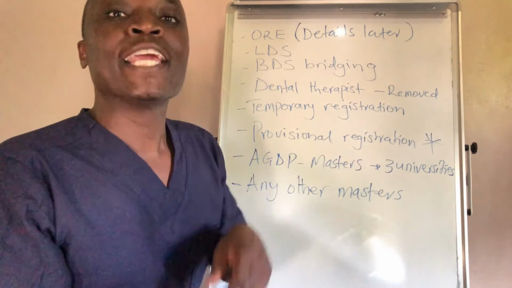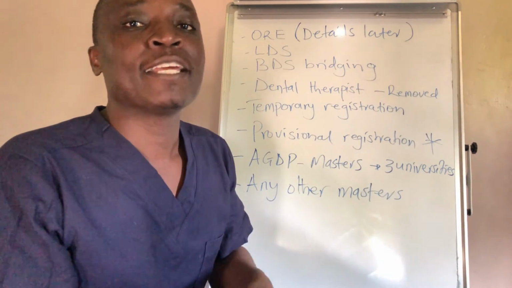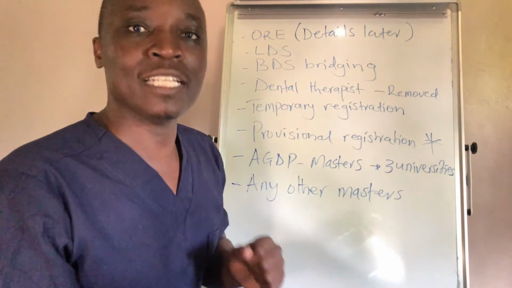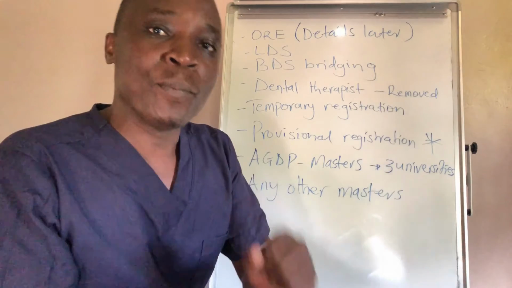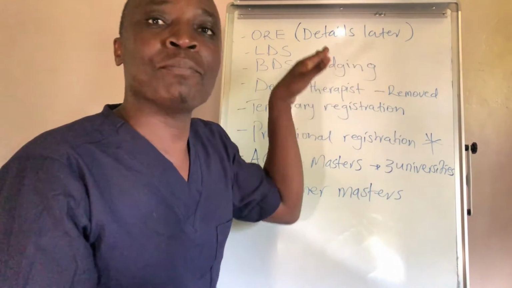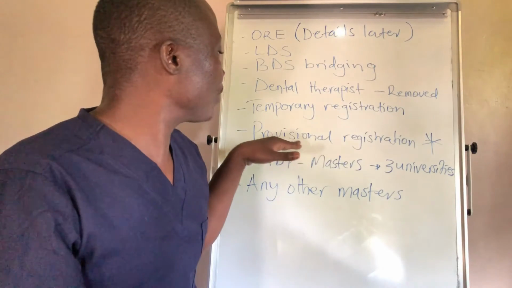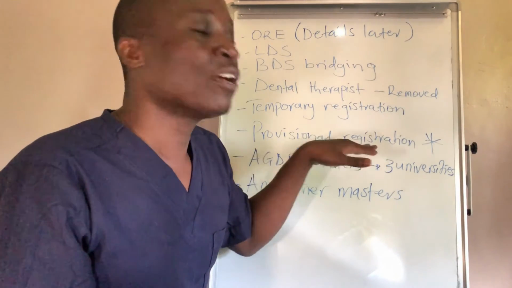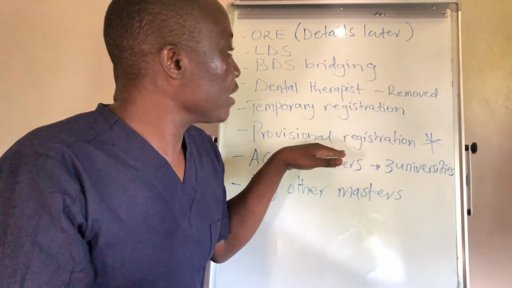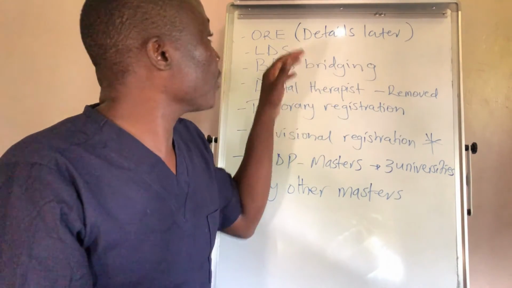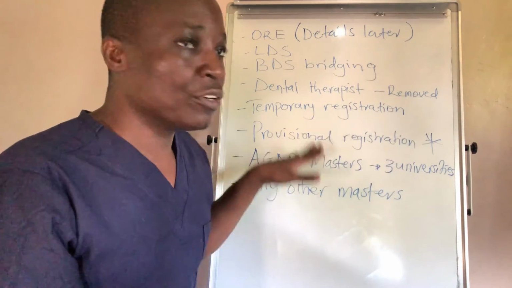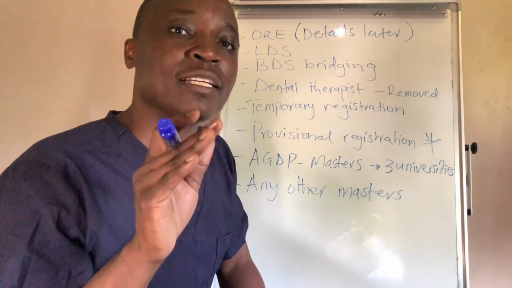With this, you'll be allowed to start practicing before doing the ORE or LDS, but they propose to give you a limited time to obtain a proper license. You can only practice with the provisional license for a certain time that they are going to decide. After that, they will expect you to have moved and got a proper license. And this will be granted only once. It is still undergoing consultation, but it's something you can look out for.